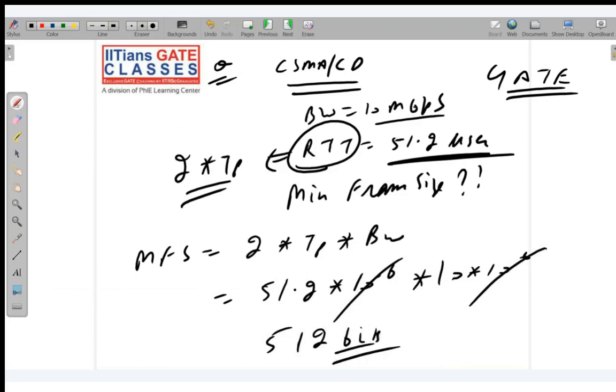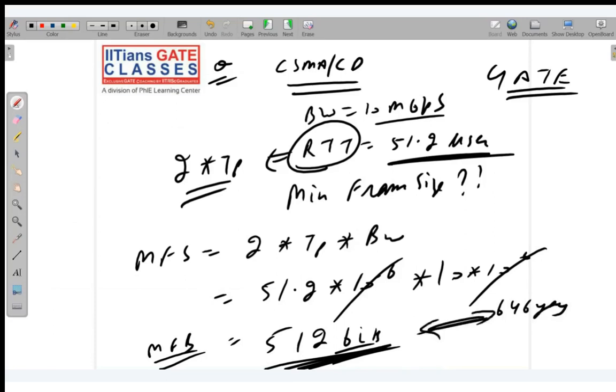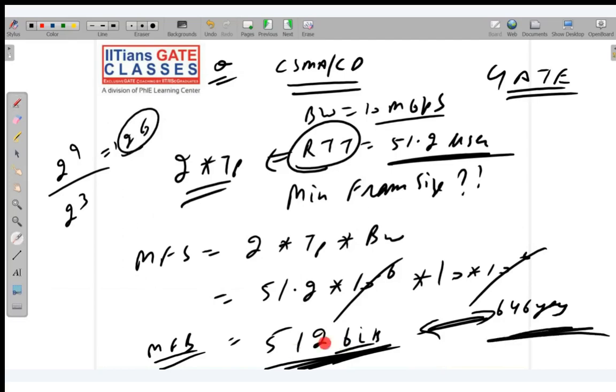Mbps means bits per second, so you have to be very careful about units. 512 bits is my answer. Now they can give you an option like 64 bytes. 512 bits is nothing but 64 bytes; you can check it. Divide by 8: 512 is 2 power 9, divide by 8 is 2 power 3, so 2 power 6, which is 64. So 64 bytes might be the option. Do not get confused; see the units. 512 bits is my answer, so they can give 64 bytes as the answer.